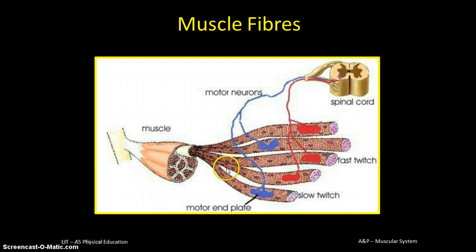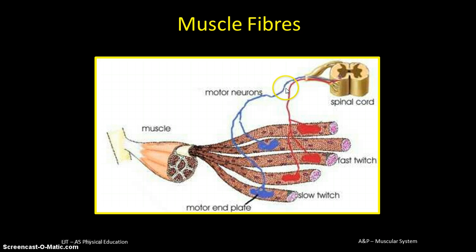We have slow twitch or fast twitch muscle fibres, and they've used a different colour to show the different types of what we call motor units. So we've got here from the spinal cord, our brain would obviously send a message down the spinal cord, and this would travel down the nerve right the way to the nerve endings, where it would pass on the information telling this muscle fibre to contract.